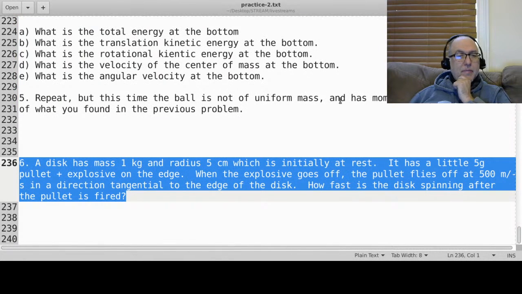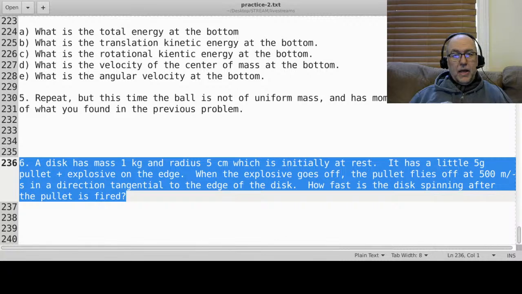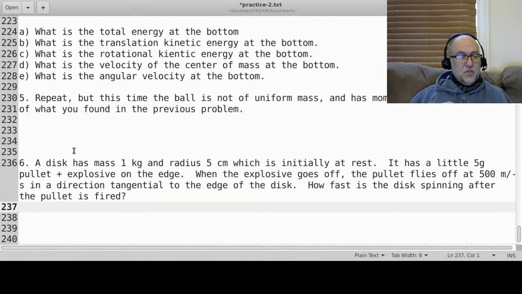Because this one's a little harder, and it's conservation of angular momentum. It's even more than just conservation of angular momentum. It's conservation of angular momentum plus a mix with linear and angular momentum. So let me read it and I'll draw a picture because it is a little bit of a brain twister.